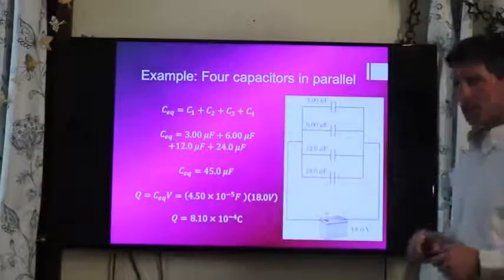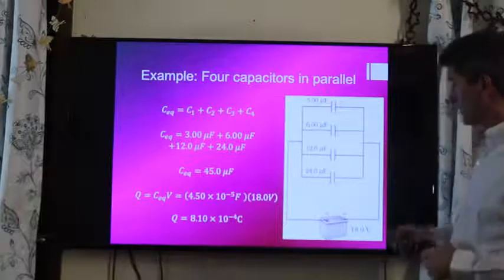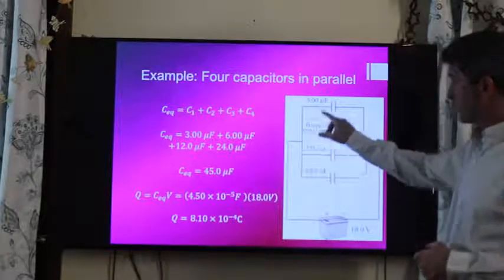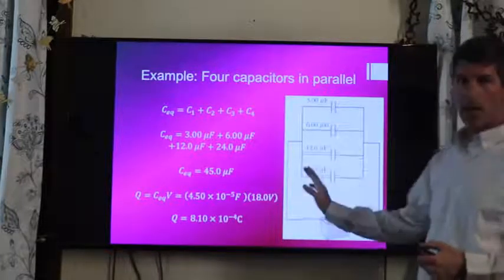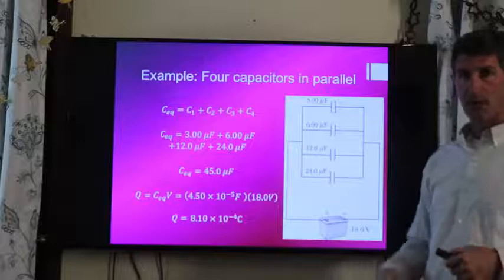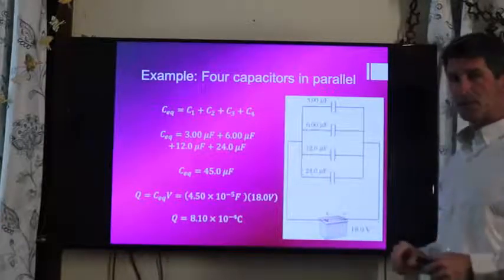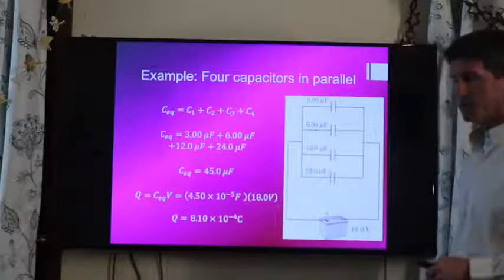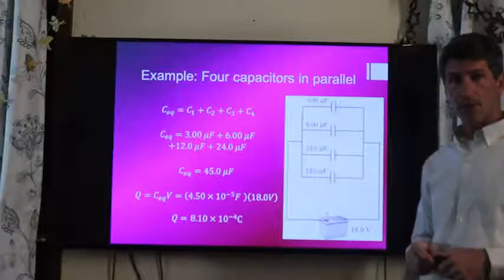Now here is an example of 4 capacitors in parallel. They're all connected to this positive terminal. It just branches off into these 4 different wires. So everything on this side of the capacitors has the same positive voltage as the battery. Everything on the opposite side has the same negative voltage as this one. So the potential difference across every capacitor is going to be 18 volts.